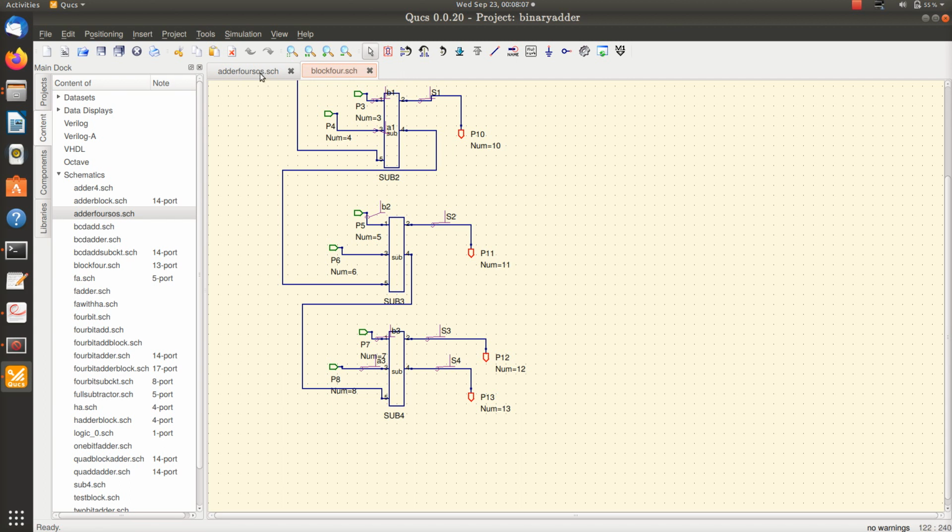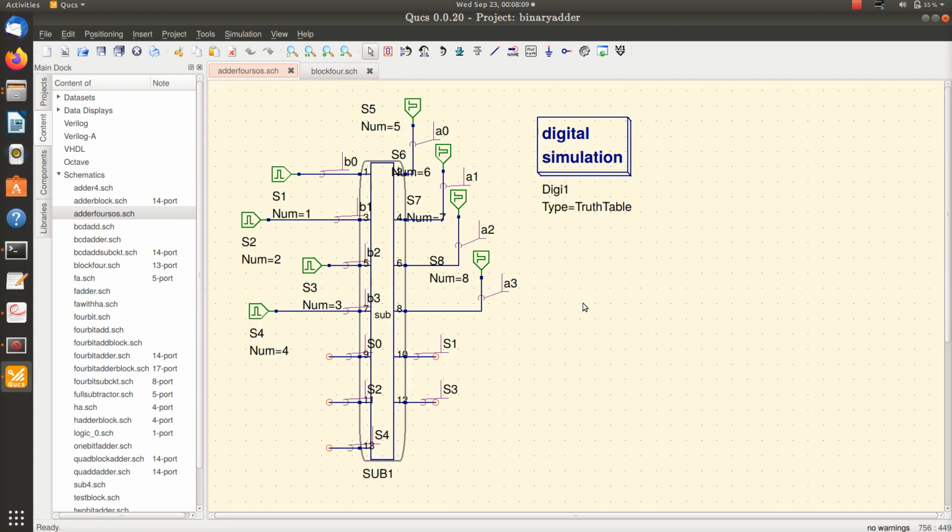Now this being my sub-circuit, I put it in a block. So conveniently I put it in a block, and I apply these signals. This is my B0, B1, B2, B3. These are my one binary number, B3, B2, B1, B0. And here I give the second number, A3, A2, A1, A0. This is my second number. And this is S4, S3, S2, S1, S0. This gives me my sum. This is very compact.